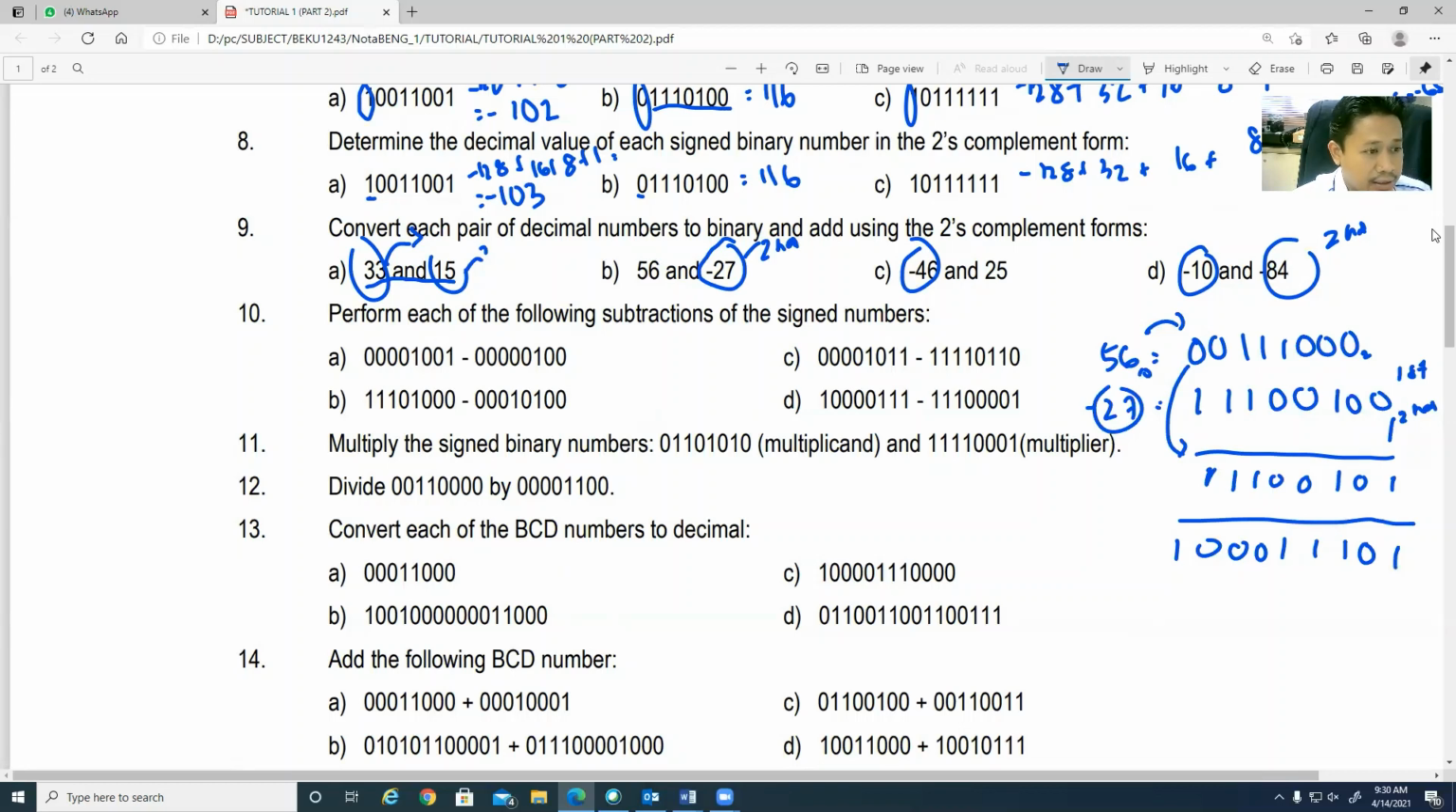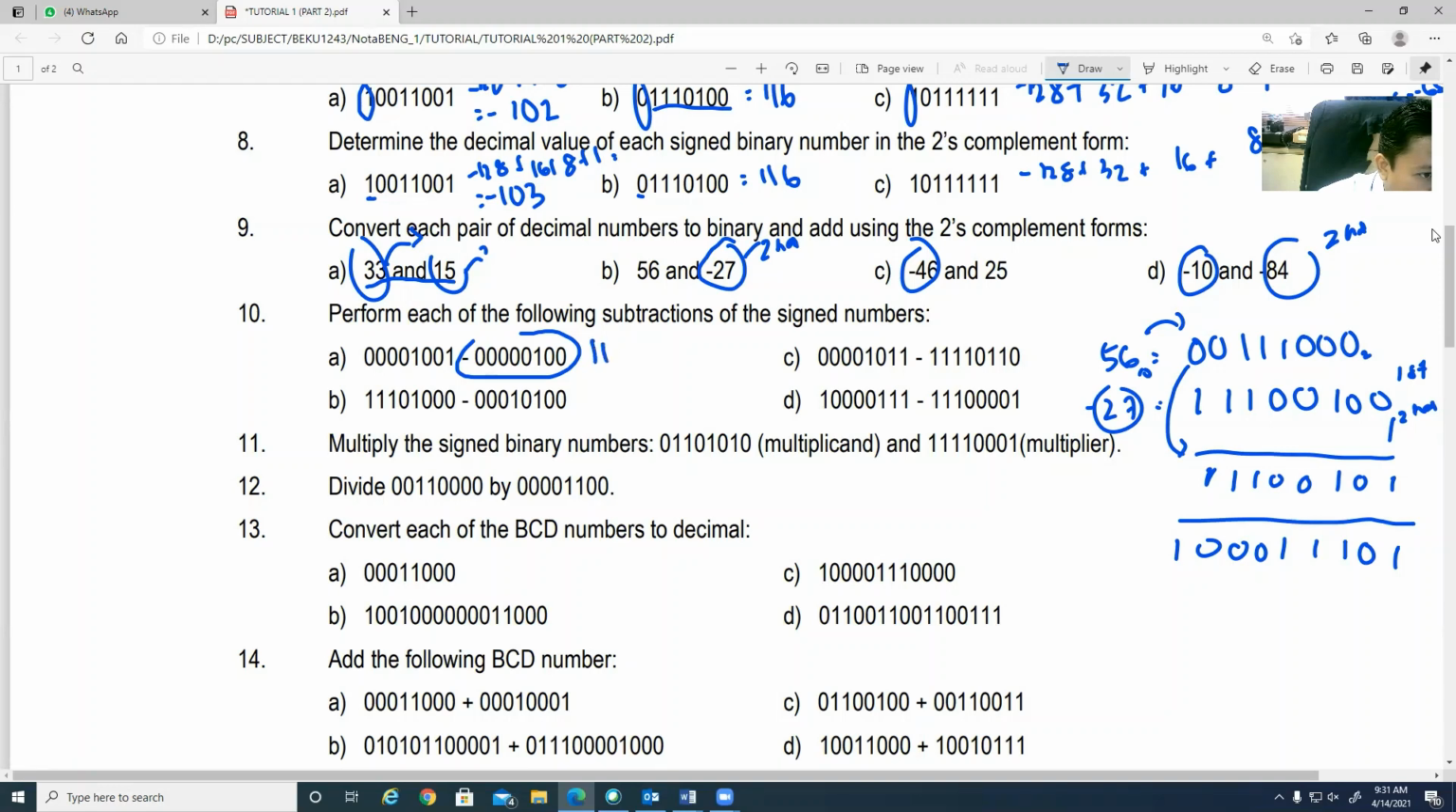Then I can try another one. We go for the subtraction, subtraction for signed numbers. I think this is also the same. If you have the negative here, you have to change to the second complement. For example, you have this one, 0001001, so we have to change this one. 0000100. First we change to the first complement. First I change this one.